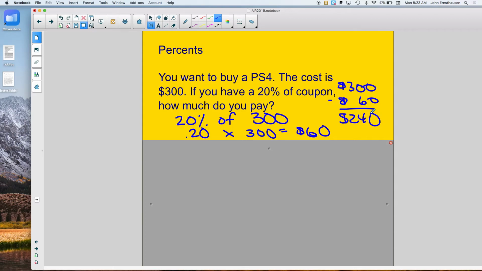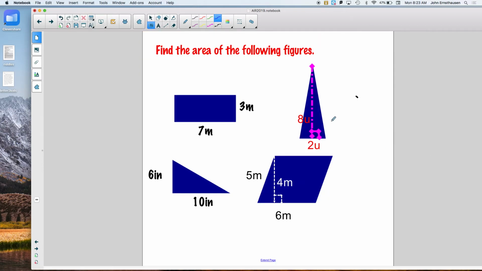All right, let's move on. Really quick with area. On your boards, what's the area of the rectangle? The area of the rectangle is 21. Remember when we label area, it's meters squared. What's the area of the triangle?